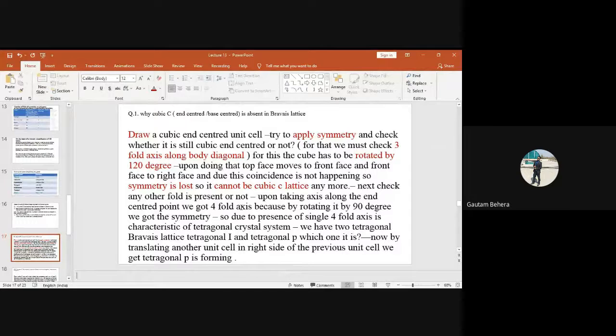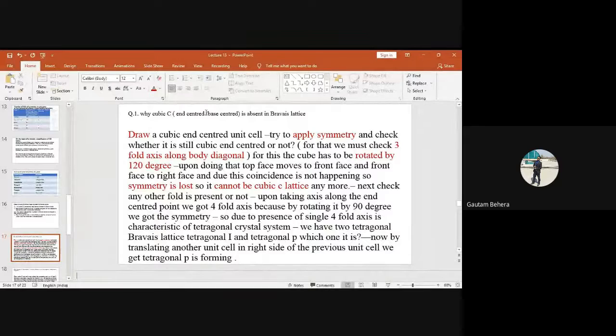So how to approach the problem? First you have to draw the cubic C. Just draw a cube, put the atoms at the corners of the cube, and put an atom at the top face center and bottom face center only. So it becomes a cubic C, end centered cubic or base centered cubic, right?